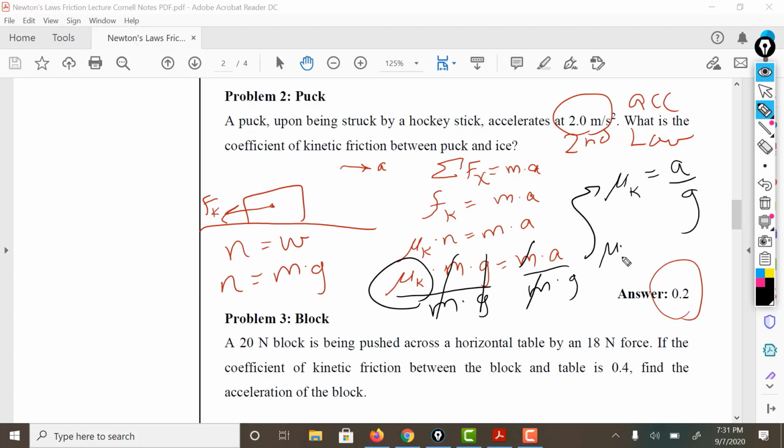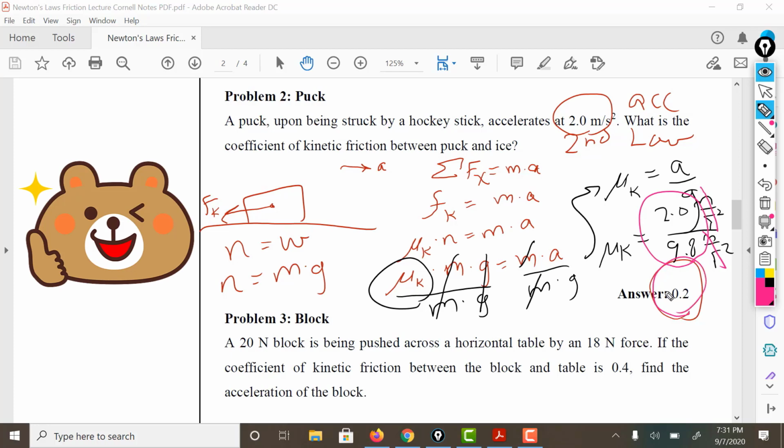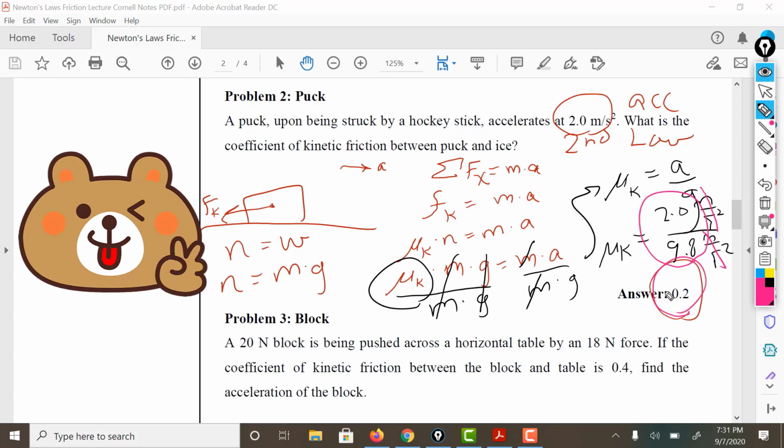I know the value of a is 2.0 meters per second squared, and gravity is 9.8 meters per second squared. Notice that the units cancel out, and you're left with a value that's unitless and less than 1. And that's what we predict.